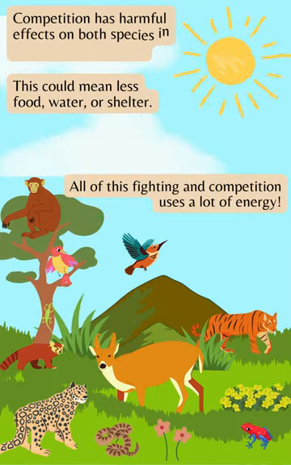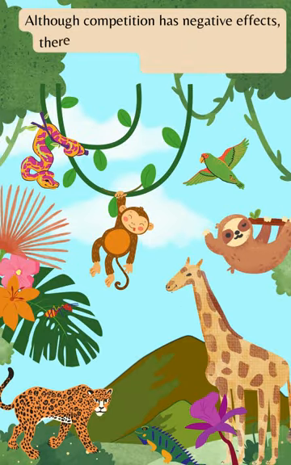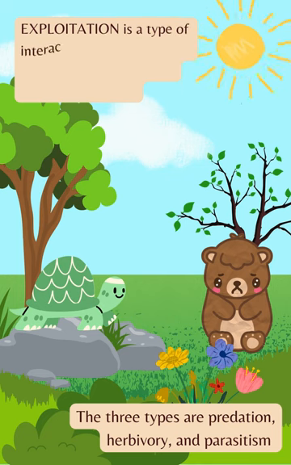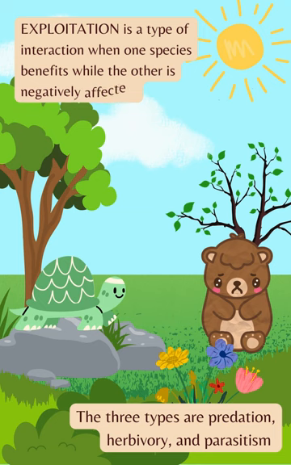Competition has harmful effects on both species in some way or another. This could mean less food, water, or shelter. All of this fighting and competition uses a lot of energy. Although competition has negative effects, there are other types of interactions that include some benefits. Exploitation is one type of interaction when one species benefits while the other is negatively affected. The three types are predation, herbivory, and parasitism.